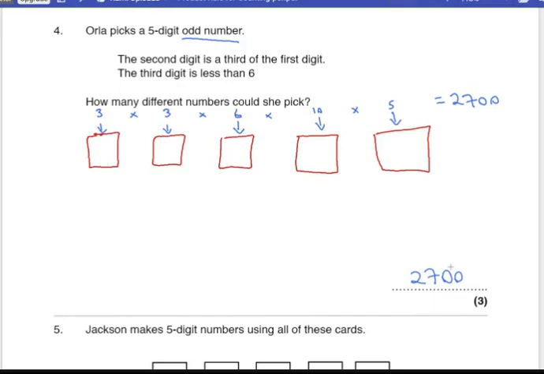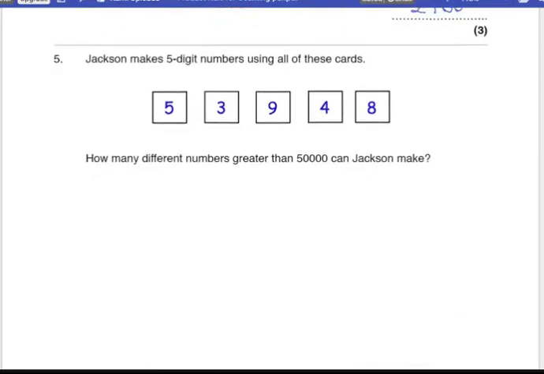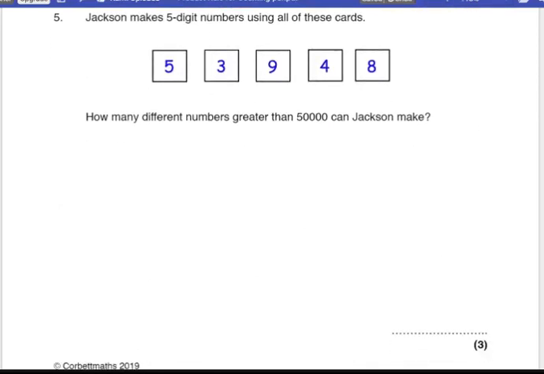Ready for the next? Yeah. I'm not sure about this one. Okay, so Jackson makes 5-digit numbers using all of these cards. How many different numbers greater than 50,000 can he make? Okay, so similar thing to before. We're still going to have constraints.